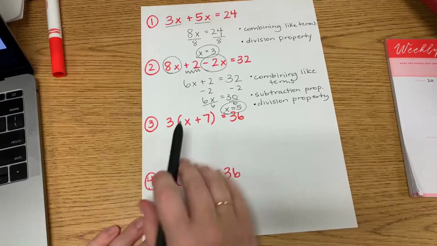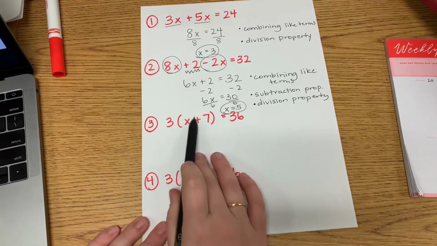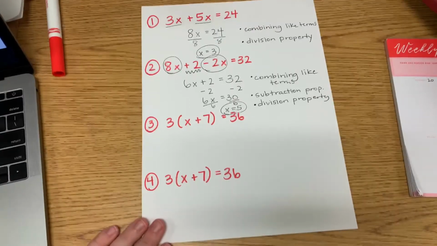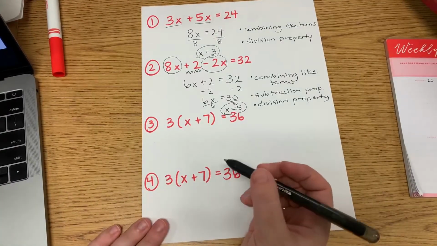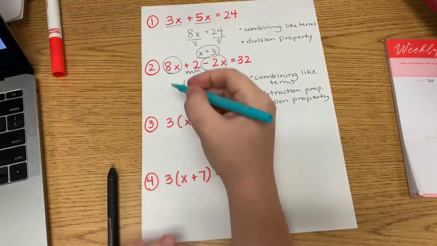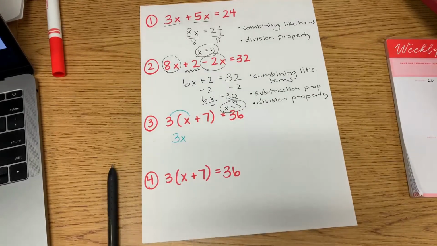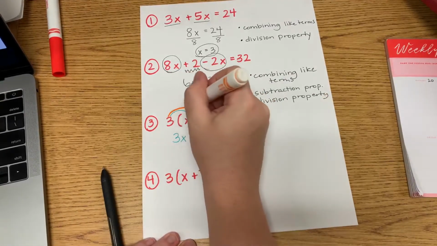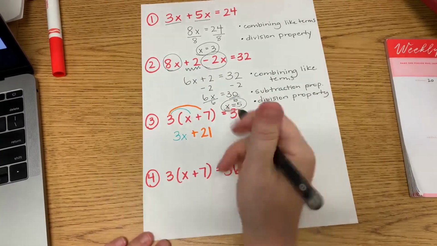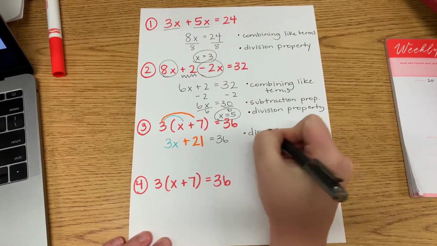Problem number 3. I have 3 times x plus 7 in parentheses equals 36. So you see that I have this problem written twice. That's not an accident. I'm going to show you 2 different ways to work this out. So first, we could use the distributive property, and I could say, okay, 3 times x is 3x, and 3 times 7 is positive 21, and that's equal to 36. So that would be using the distributive property.